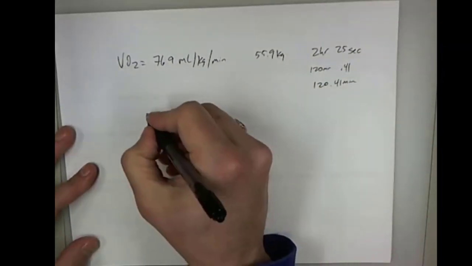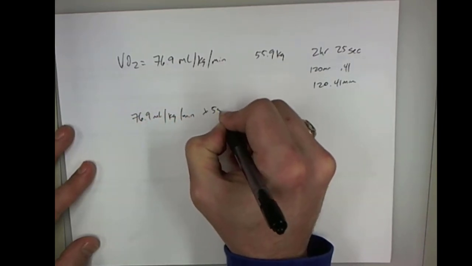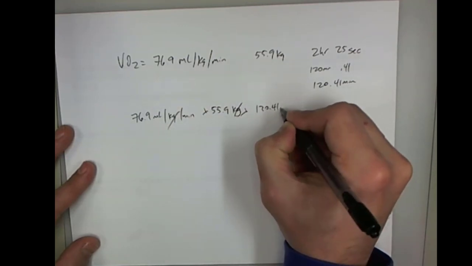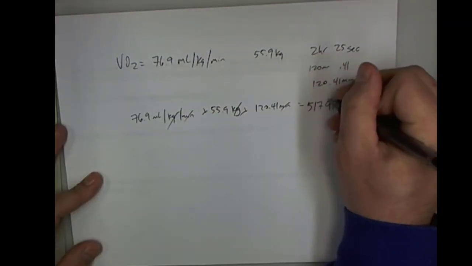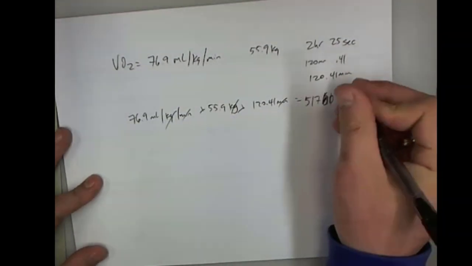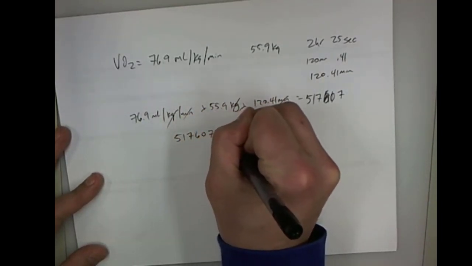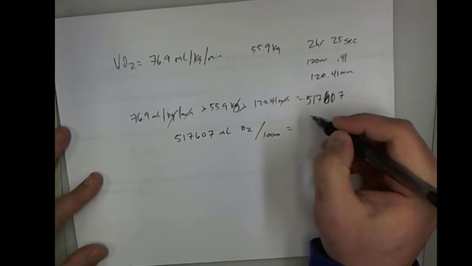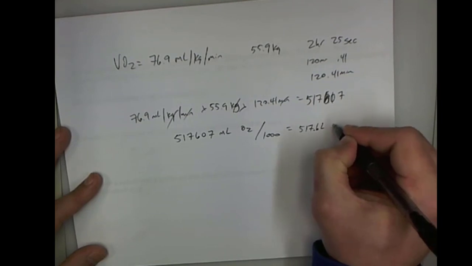So now we can plug that in: 76.9 mils per kg per minute times 55.9 kilograms, we'll cancel that out, times 120.41 minutes, we'll cancel that out. That gives us 517,607 milliliters of oxygen. Now we need to divide that by 1,000 to get it in liters. Gives us 517.6 liters of oxygen.